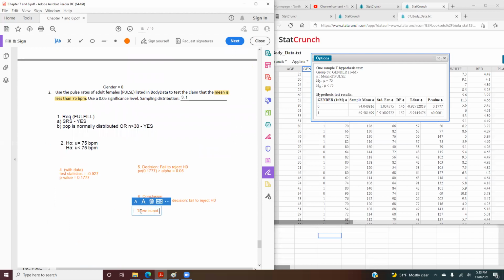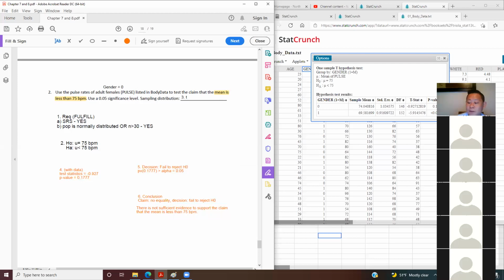There is not sufficient evidence to support the claim that the mean is less than 35 beats per minute. You guys all right? Question? Anyone have any questions for me?